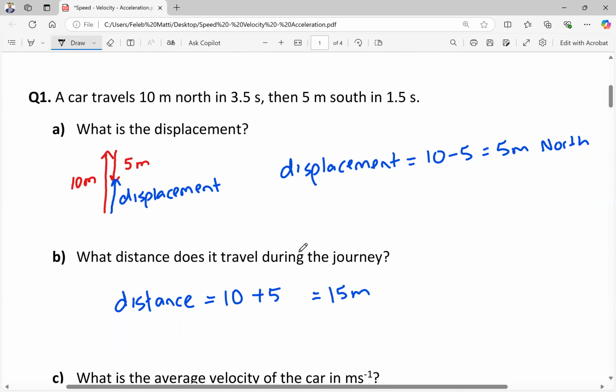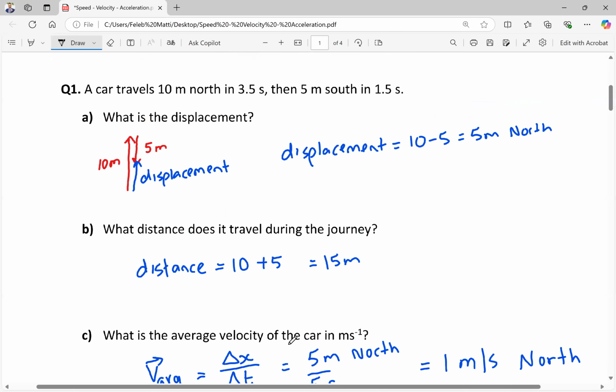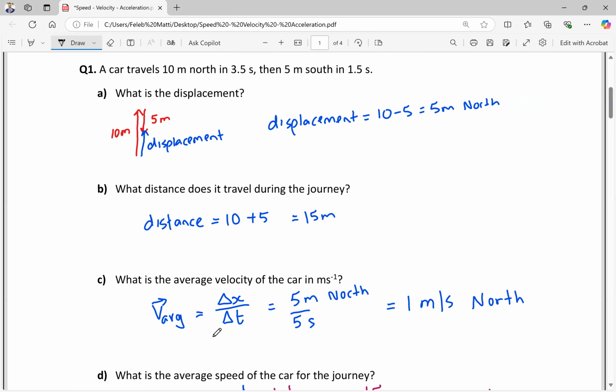Question B, what distance does it travel during the journey? So what is the total distance traveled by the car? The total distance would be 10 meters plus 5 meters, which equals 15 meters. Question C, what is the average velocity of the car in meters per second? We know the average velocity is equal to displacement over time. So displacement is 5 meters, the direction of displacement is north, and the time taken is 5 seconds, since 3.5 seconds plus 1.5 seconds equals 5 seconds. The average velocity in this case equals 1 meter per second, and the direction of the velocity is north.